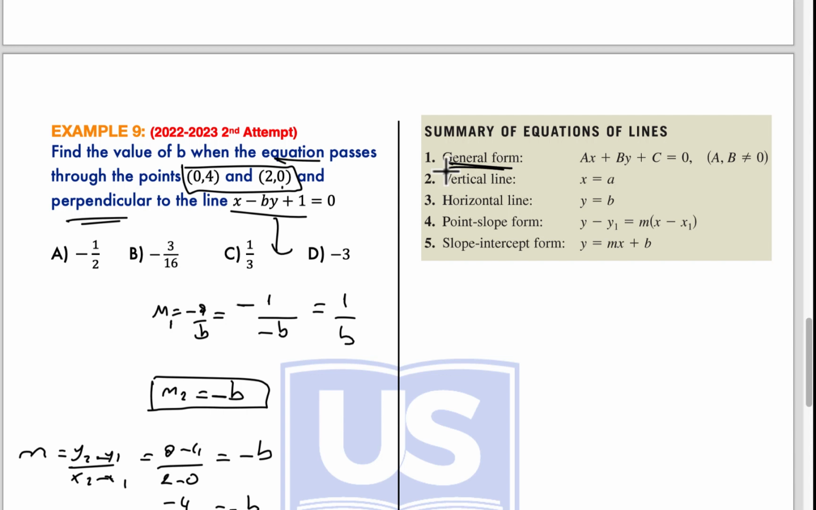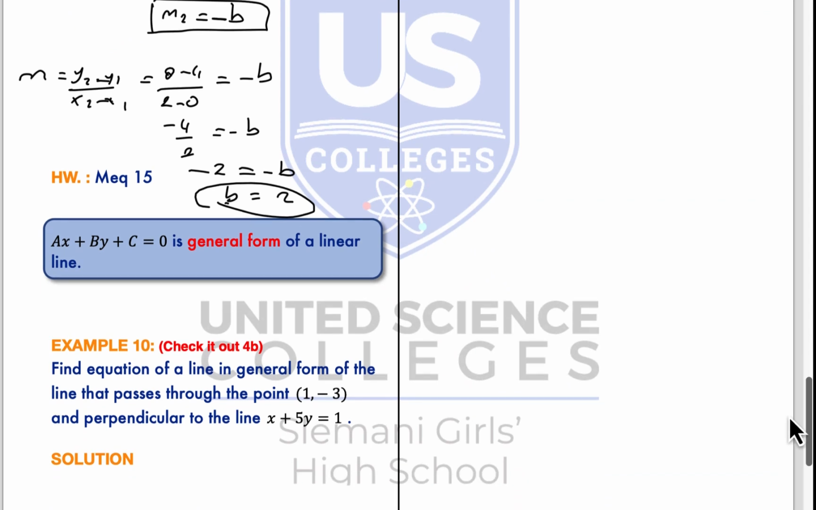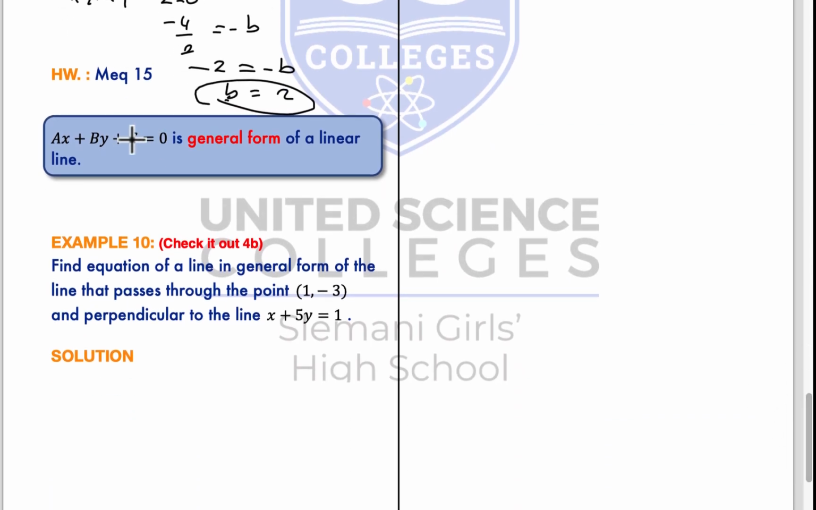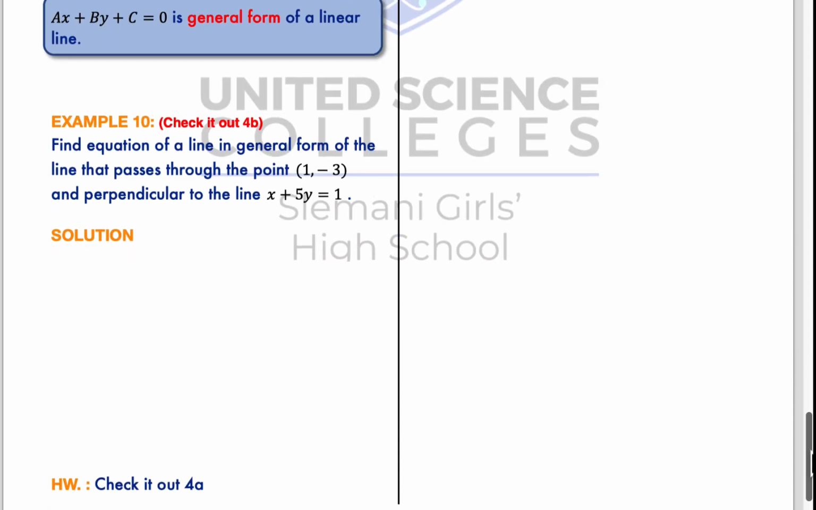And we also have another form, which is called general form, which means everything is on one side of the equation, 0 on the other side. So this is what general form is. Everything is on one side of the equation, 0 on the other side. The last question is telling us to write the equation in general form if it is passing through this point and perpendicular to this given line.